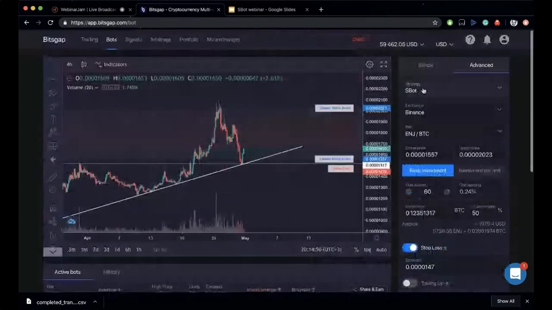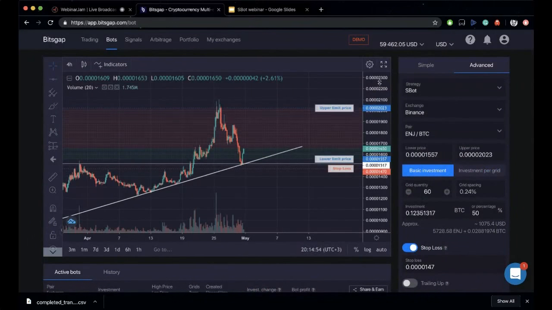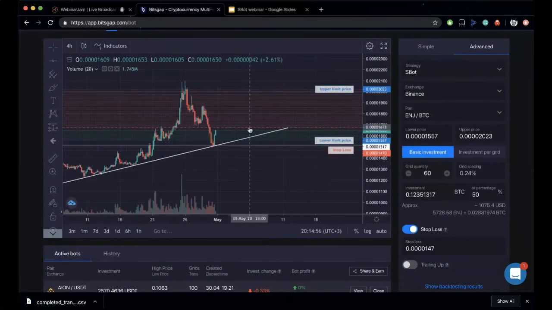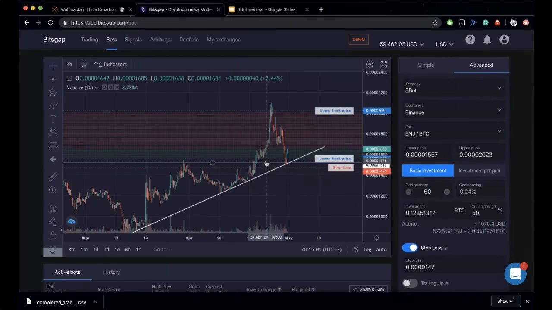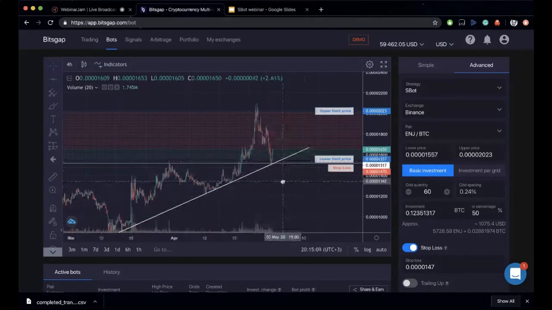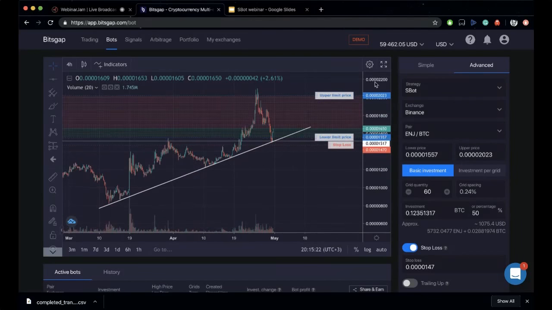So you can initiate SBot, the classic bot, the scalper, and see the difference. That's a perfect mode to test before trading using your real money. It's absolutely risk-free in this case because it's virtual money. It's also a unique feature that not all of the cryptocurrency trading platforms can offer, but we have it, so use it.